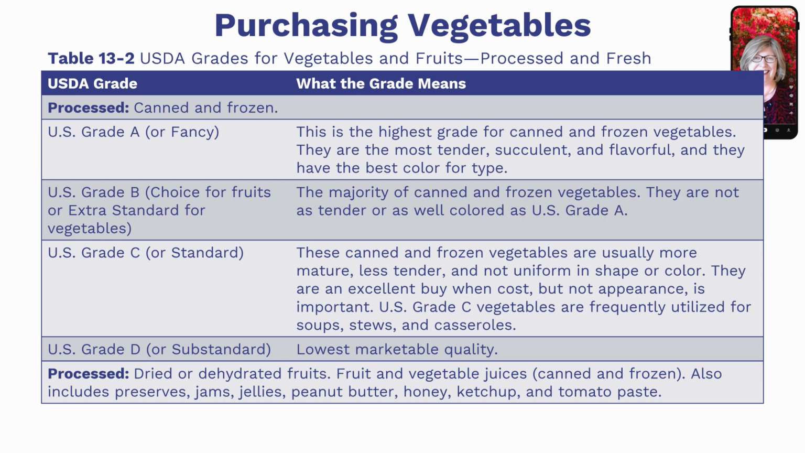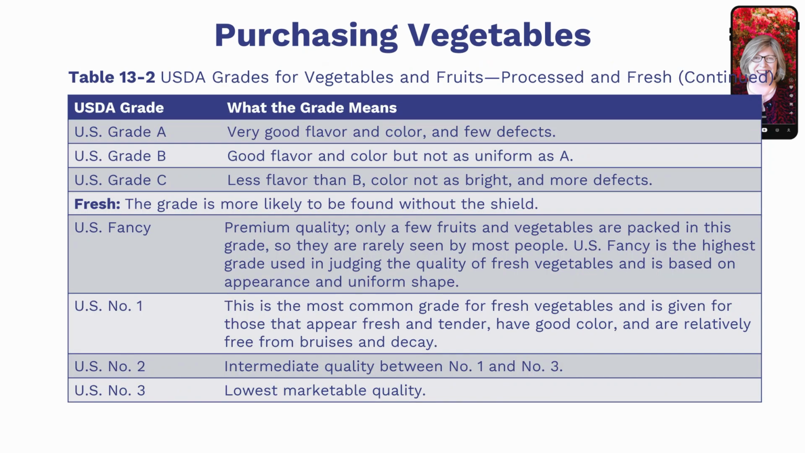And then grade D, or substandard, is the lowest marketable quality. In the processed category of dried or dehydrated fruits, fruit and vegetable juices, canned and frozen, also preserves, jams, jellies, peanut butter, honey, ketchup, and tomato paste, we go on to the continuation. Grade A, very good flavor and color, few defects. Grade B, good flavor and color but not as uniform as A. Grade C, less flavor than B, color not as bright, and more defects.